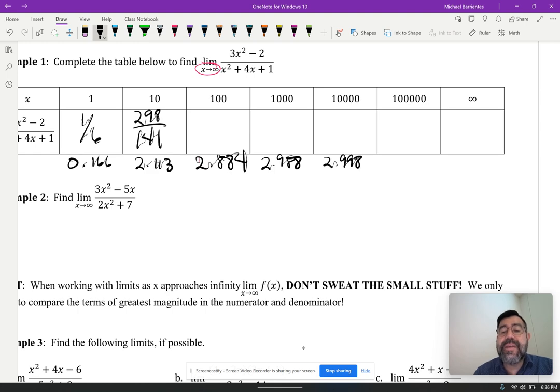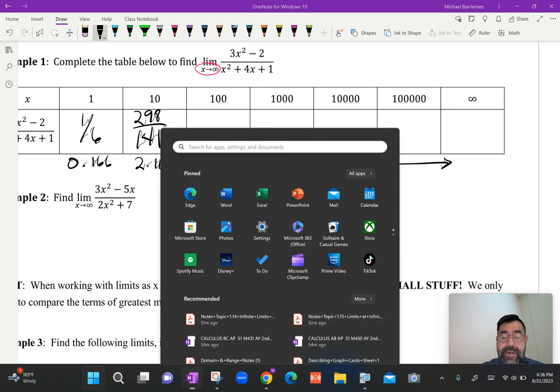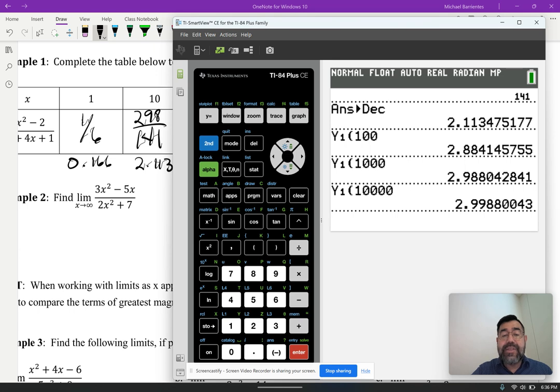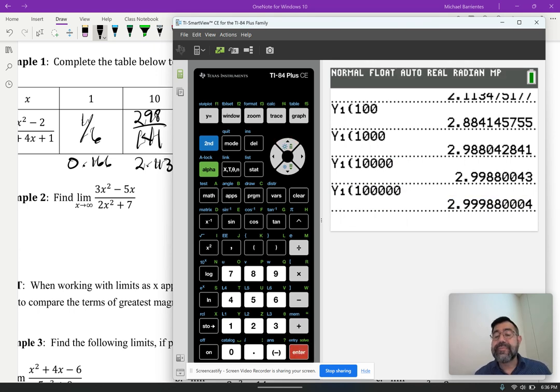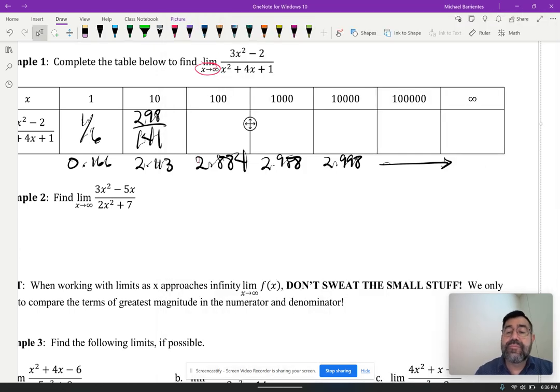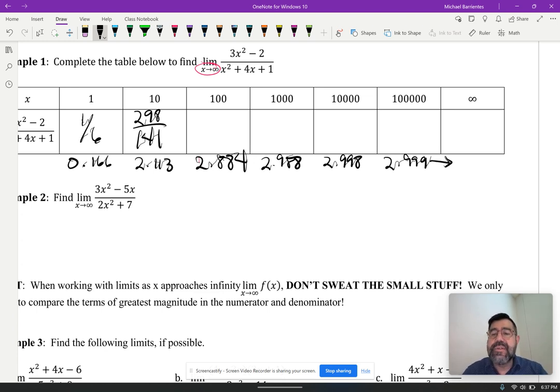So if I were to stop there, what would happen as I keep putting bigger and bigger numbers into this function? What do you think it's approaching? This was 2.999. Where are all these numbers going? Or as I tell students, if you had to round it, what would it round to? Oh, it would round to 3. That means my limit is 3.